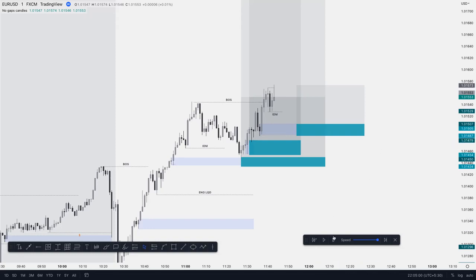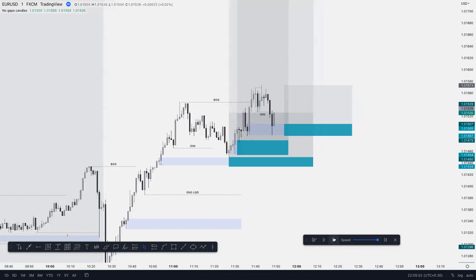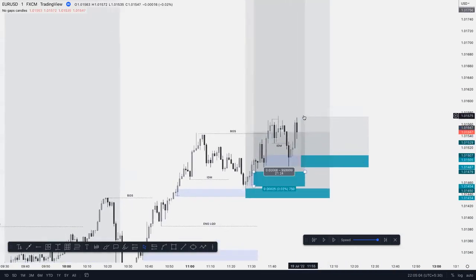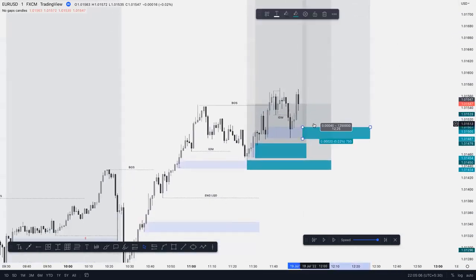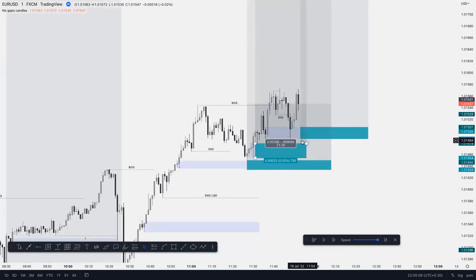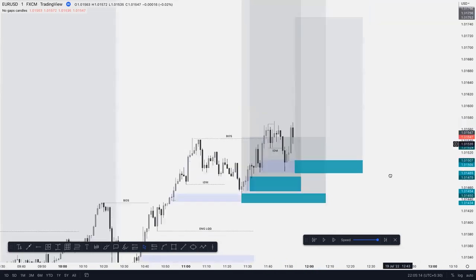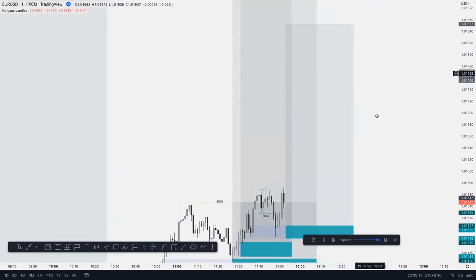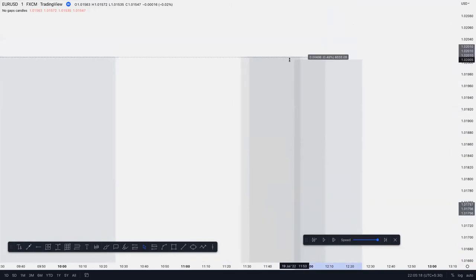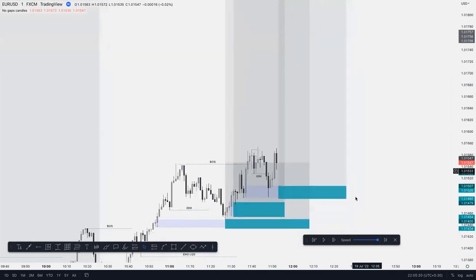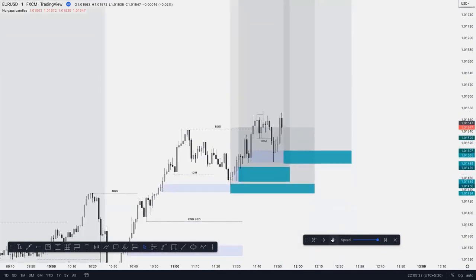All right, so let's see what happened next. The stop loss should be just below this order block, which is here. And our target is the same, here. Correct. And now let's see what happened next.